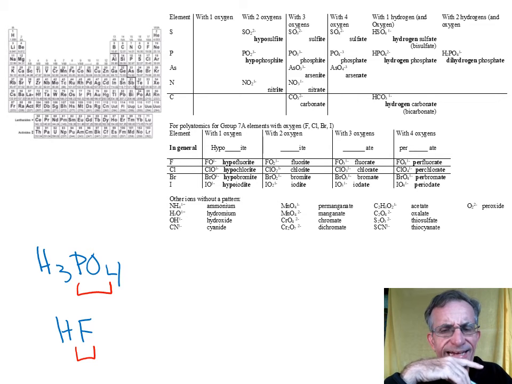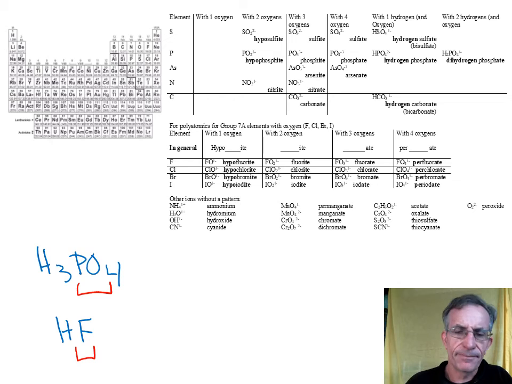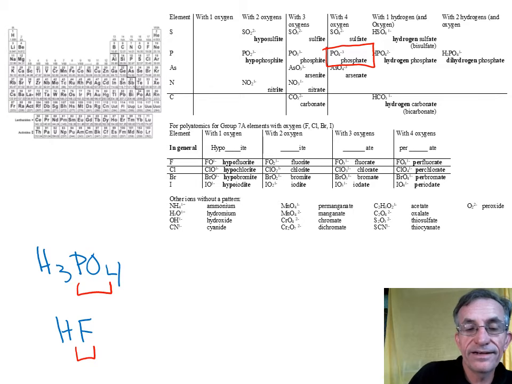So first thing I want to ask you, PO4, is that an element or a polyatomic? PO4 is a polyatomic. It's a bunch of atoms. So it should be on your polyatomic list. It's right here. So PO4 is a polyatomic, and if I want to know the name of it exactly, I can look at my handout and it tells me it's phosphate.